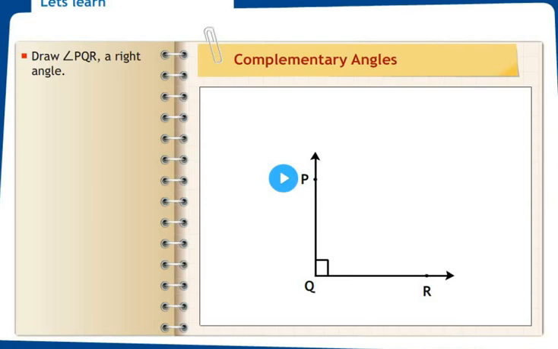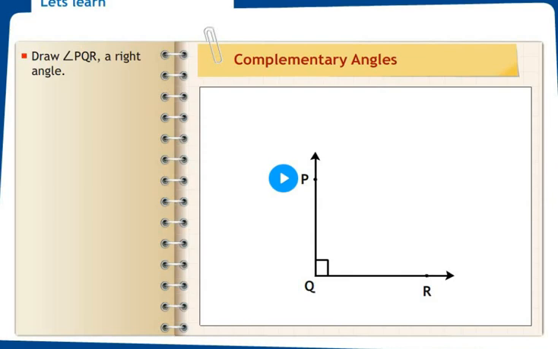Today we are going to study about a different angle. Till the last class we had studied adjacent angles, that means neighboring angles. Now today we will study complementary angles.